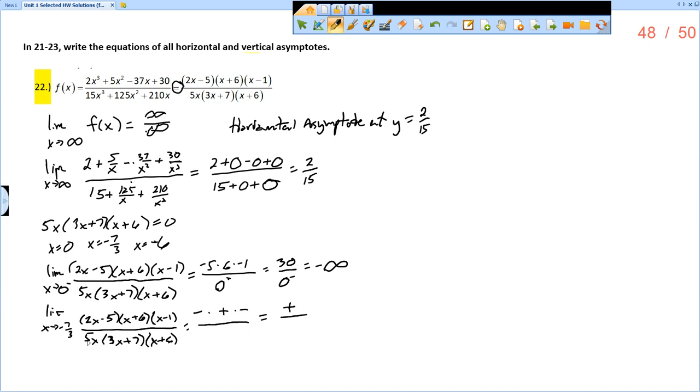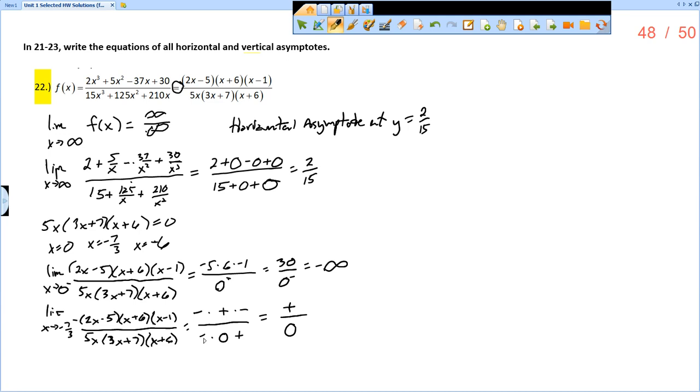All right, what about the denominator? Well, 5 times negative 7/3, that's going to be a negative, times 3x plus 7. So that is going to be 0, right? And then I've got negative 7/3 plus 6. That's going to be a positive. So, okay, now I want to think, well, the denominator is going to be 0, but let's approach from the left or from the right. How about from the left?